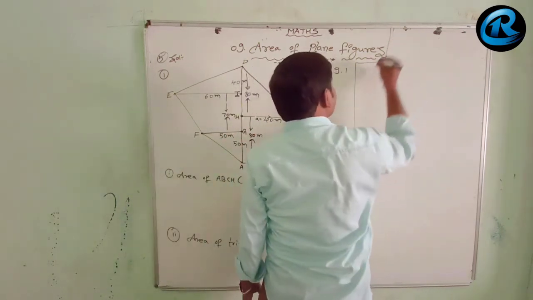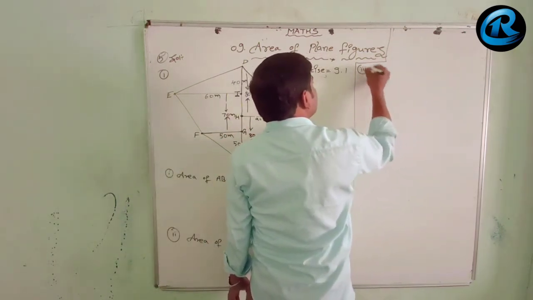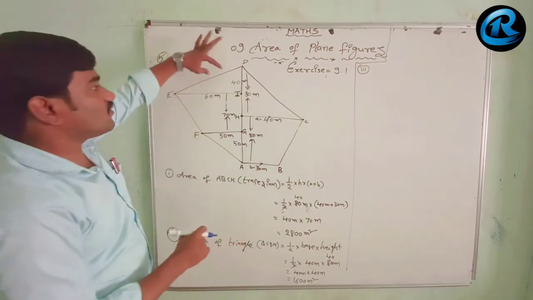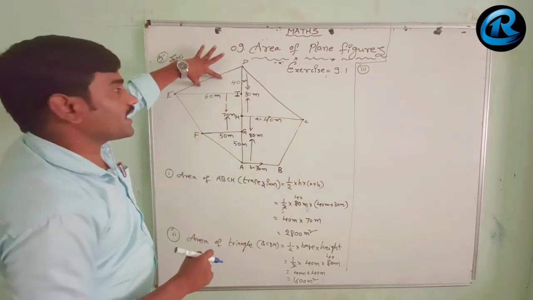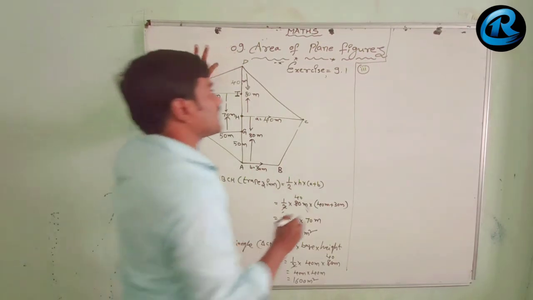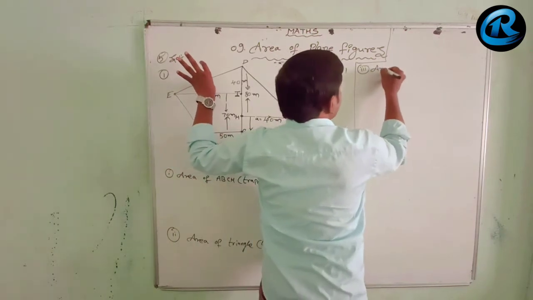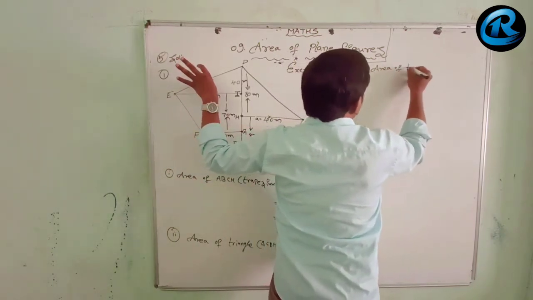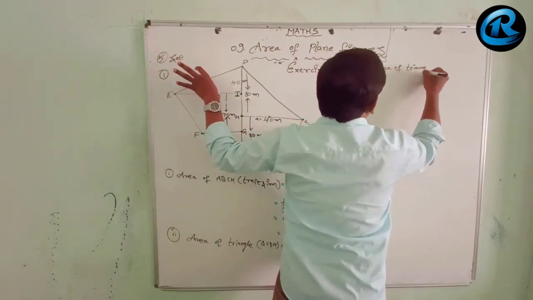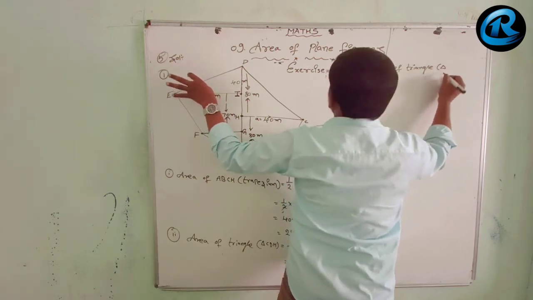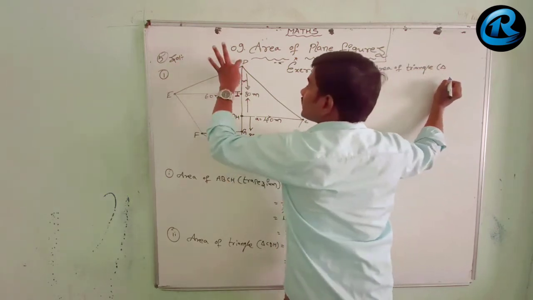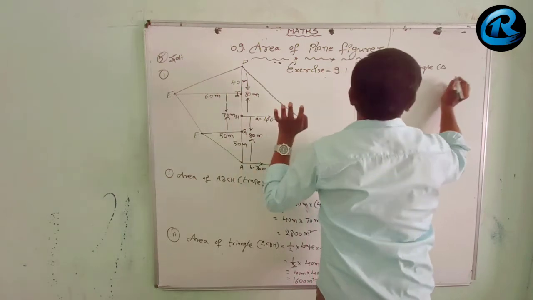Now we go for the third one. Now these two are completed. Let us go for this. This is also in the shape of a triangle. Let us find out the area of triangle once again. Area of triangle. Which triangle is it? Here DEI.